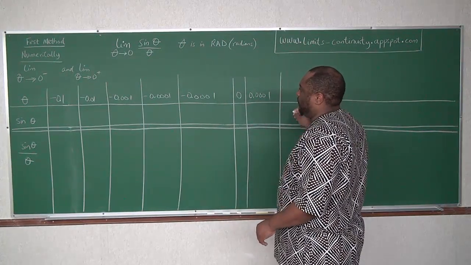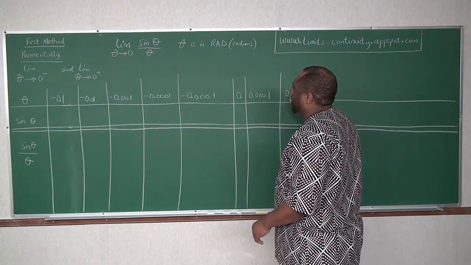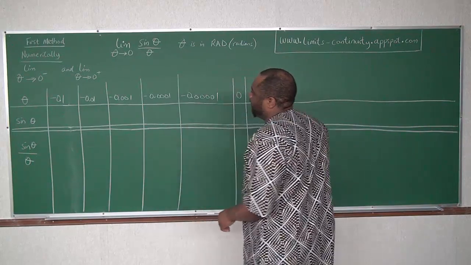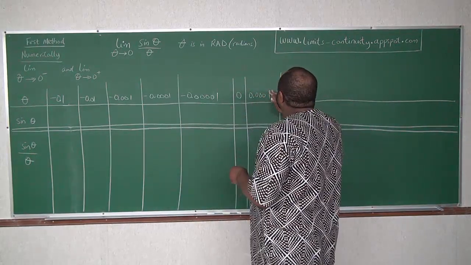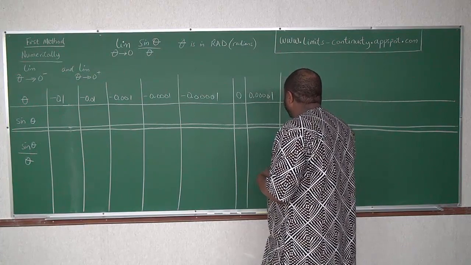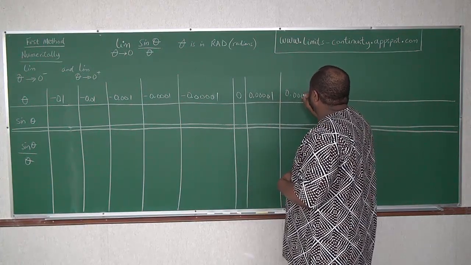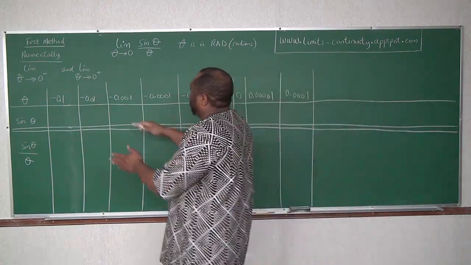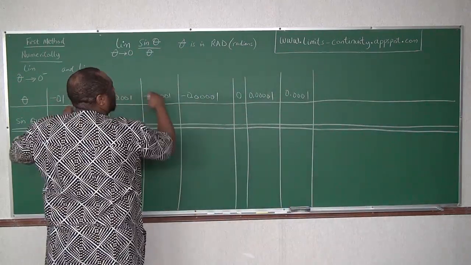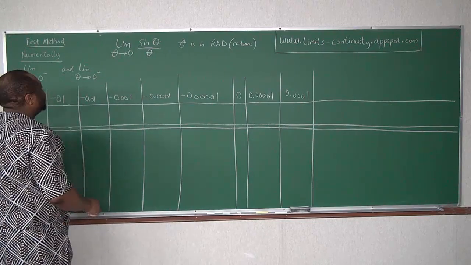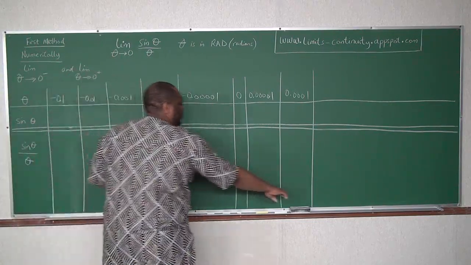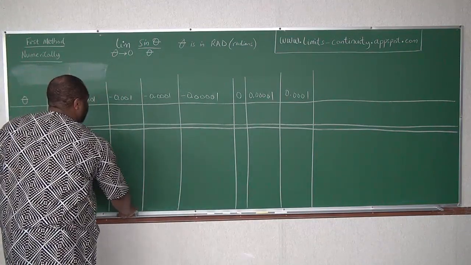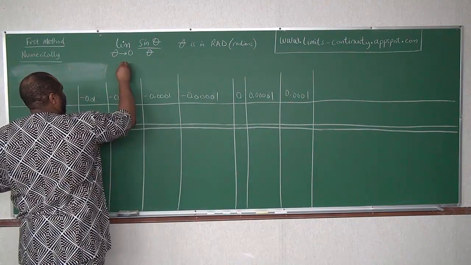Then I have 0.00001. Okay, this is 0.0001. Then I have 0.0001 where it's approaching it. This is approaching it from the left. Okay, if I just write it where it should be, this is approaching it from the left hand limit.